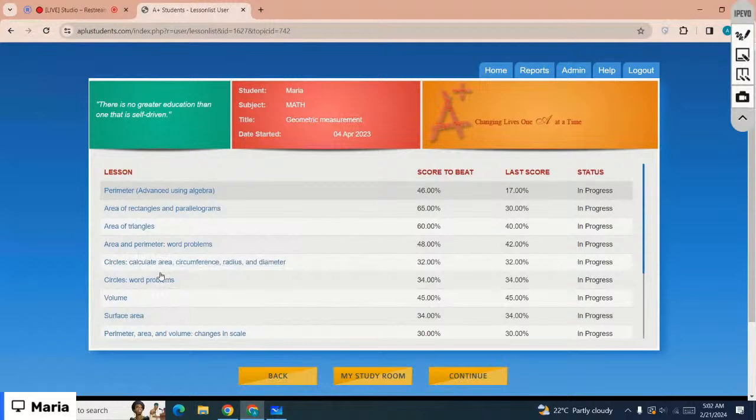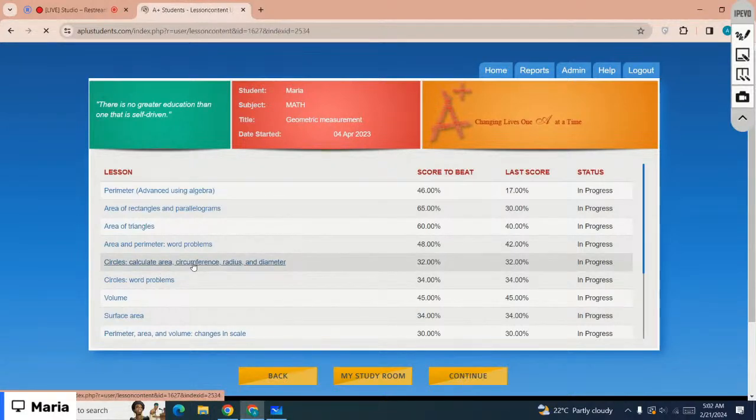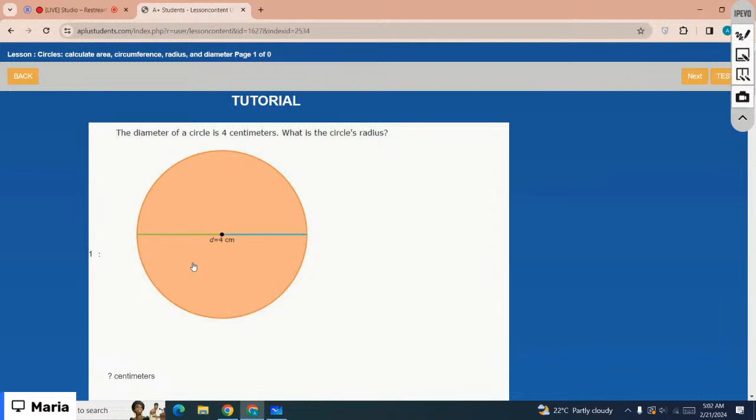Here I'm on grade 7 math. The lesson we are on right now is geometric measurement. The lesson we're going to start with is circles, calculate area, circumference, radius and diameter. Okay, what is the diameter of the circle in 4 centimeters? The diameter of the circle is 4 centimeter. What is the circle's radius?